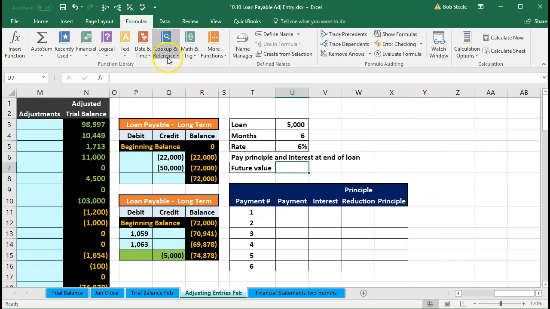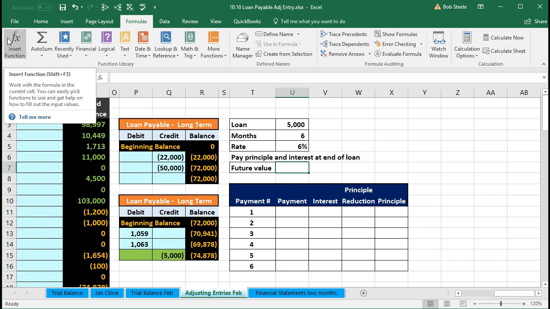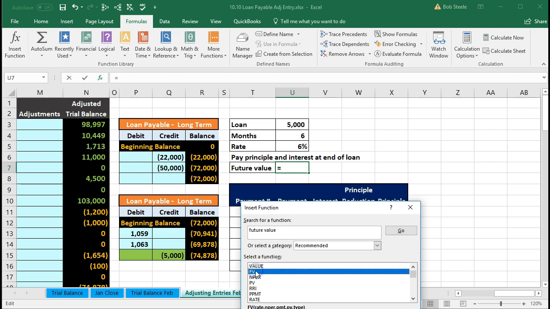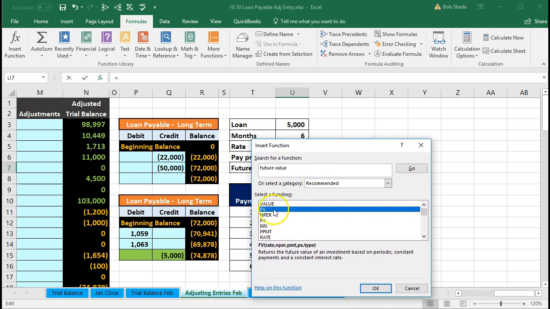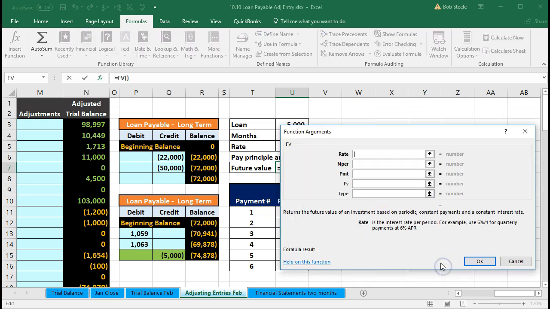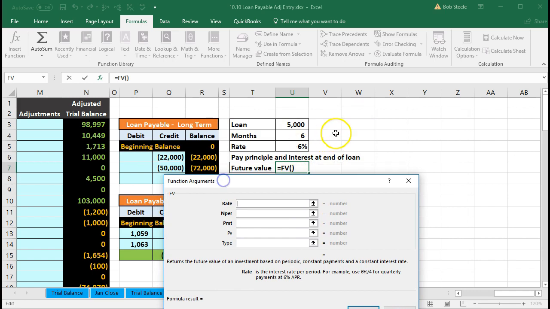In order to do that, we're going to go to the formulas, and we're going to do this with the function here. So we're going to go to the function library and click this insert function. This will help us to navigate through this. If we go through here and we're typing in future value, we want to bring this FV, which is going to be the future value, meaning it's going to be the amount that we have to pay back after we have the $5,000 loan after 6 months at a rate of 6%. So this will help us out. This little dialog box will help us input this information in order to analyze this loan.